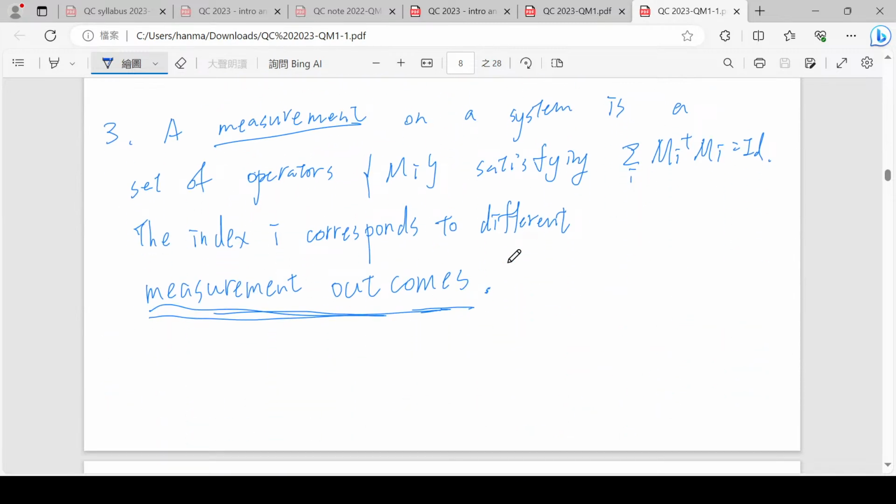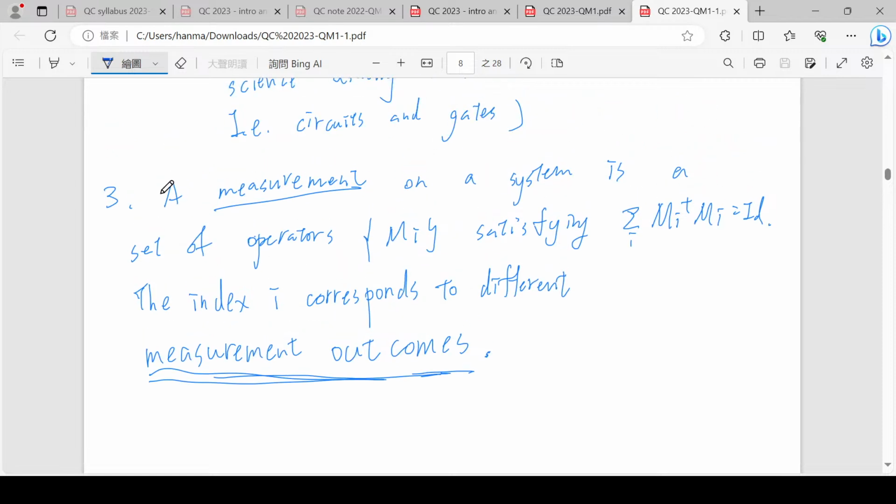And finally, we have this weird thing that never happened in classical mechanics. There's a measurement you can do on a system, and this is how you get classical information out of a quantum system. When you do a measurement on a system, first the measurement is described by a set of operators M_i, and those M_i are really arbitrary. They only need to satisfy the sum of M_i dagger M_i equals identity.